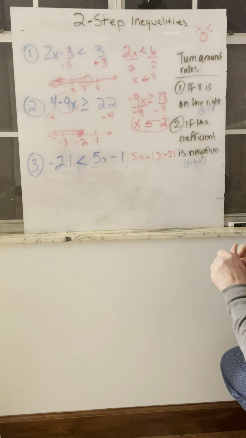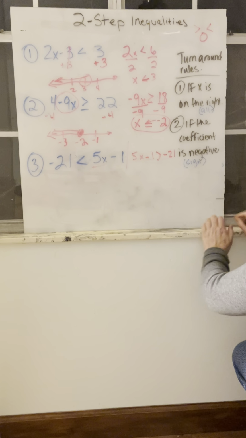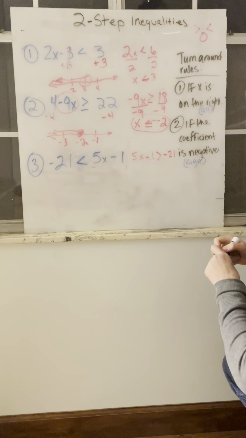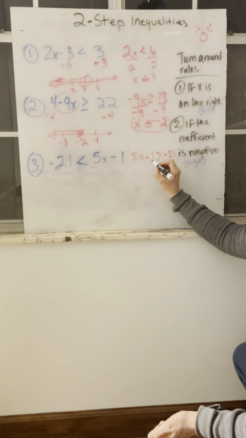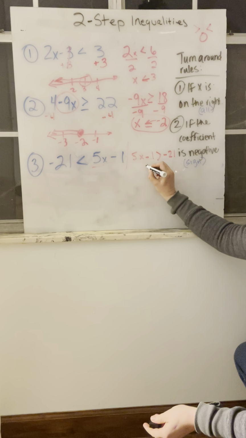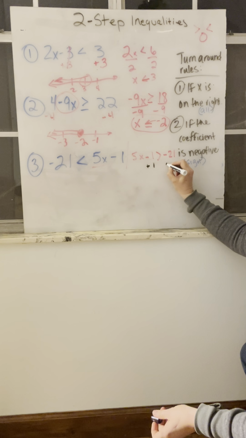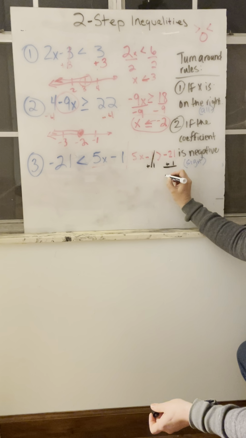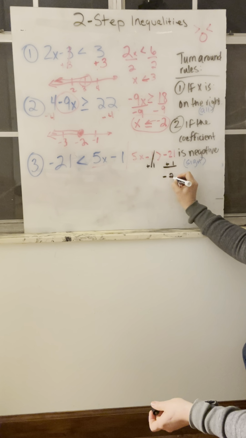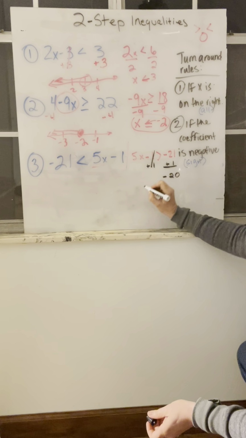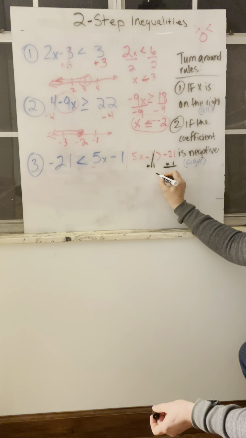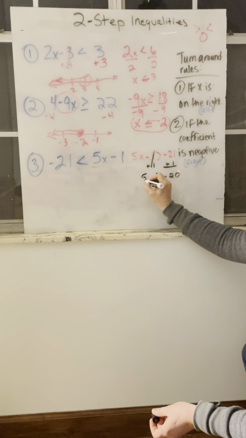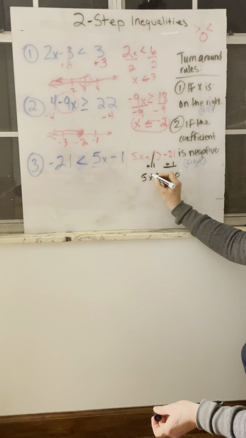I'll switch colors. Okay. So it's 5x minus 1. I'm now going to add 1 to both sides. I almost said 5. So plus 1, that cancels. Negative 21 plus 1 is then negative 20, right? You're adding a positive 1. And that is going to be 5x is greater than negative 20.